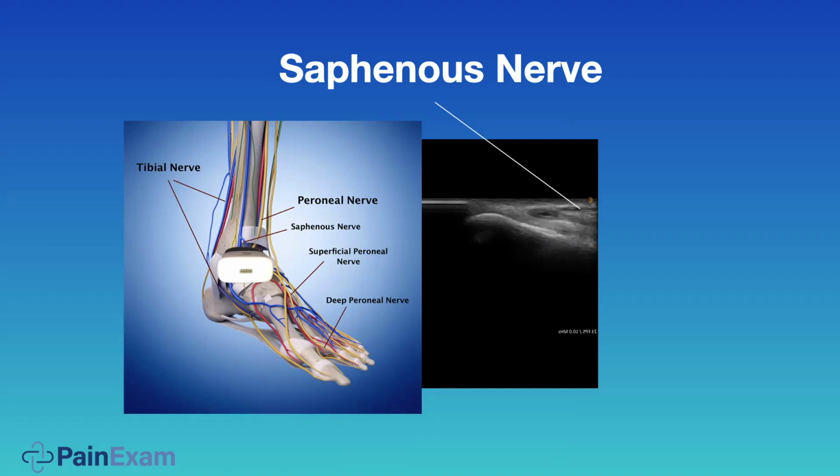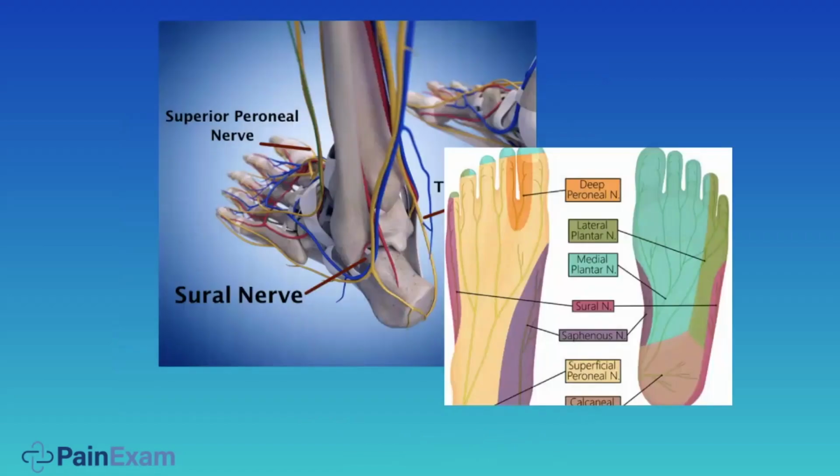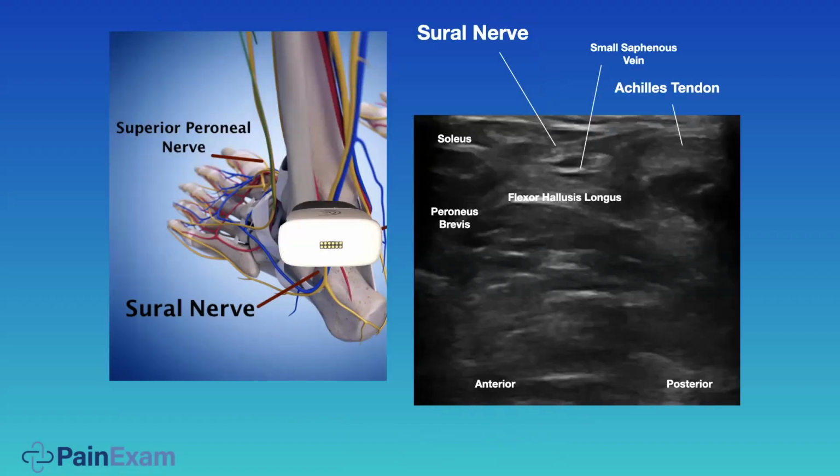Here you have the saphenous nerve, which is anterior to the medial malleolus, running with the saphenous vein. The vein is compressible. Okay, the nerve is right next to it, very superficial, very small. Here you have the sural nerve. Remember, the saphenous nerve is medial aspect sensory, sural nerve is lateral aspect sensory. The sural nerve is here next to the small saphenous vein. You have the Achilles tendon here. This is posterior. Here's anterior peroneus brevis, the flexor hallucis longus tendon.